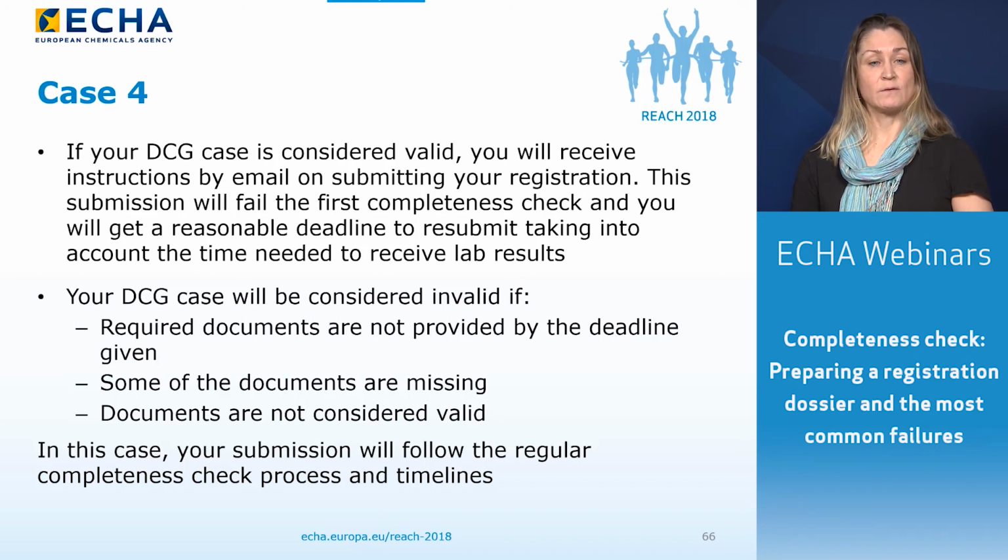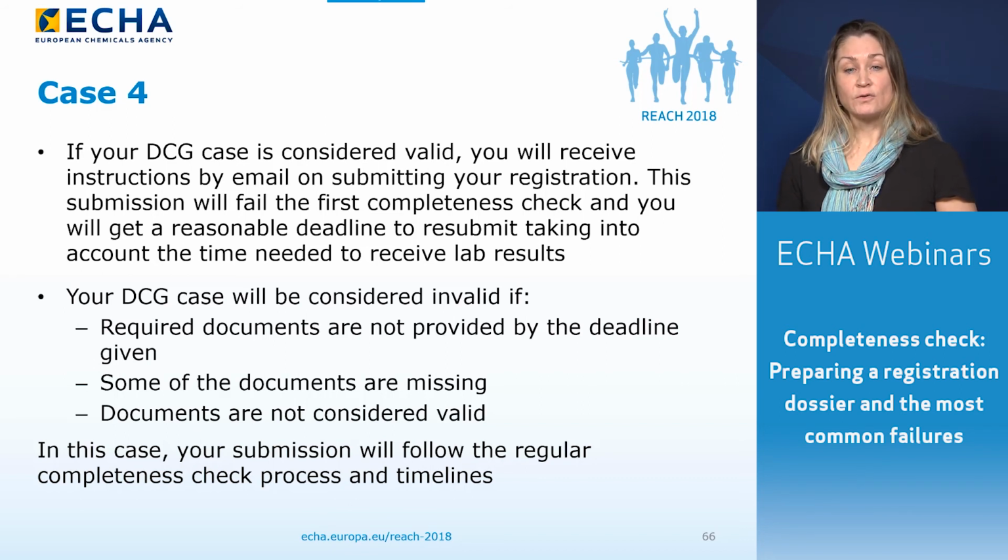Now, the DCG case can be considered invalid in a few scenarios, and these are, for example, if we have not received the documentation on time by the deadline which is given to you, or if some of the documentation is missing or not considered valid. Now, if this is the case, then your submission will follow the regular completeness check process and the timelines. A note to take here is that because of the processing time at the completeness check, and to avoid any constraints, you are advised to prepare your DCG case well in advance.